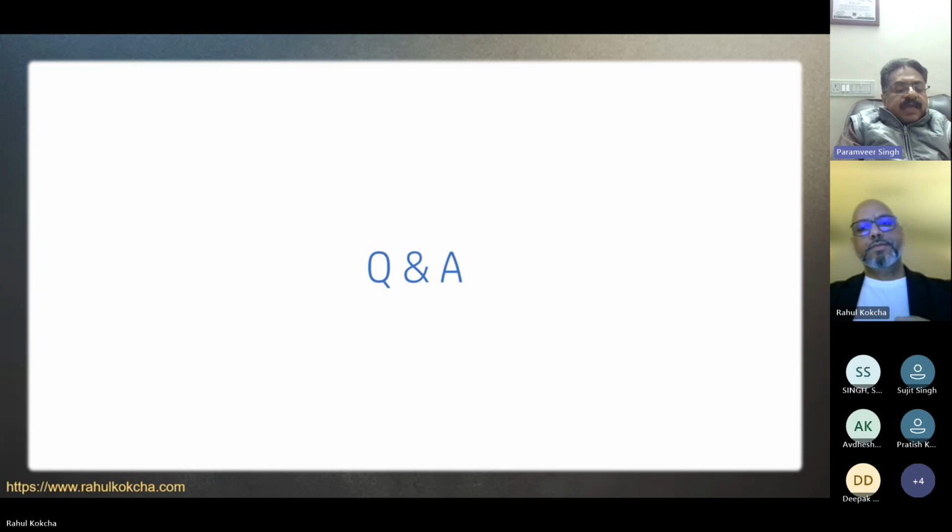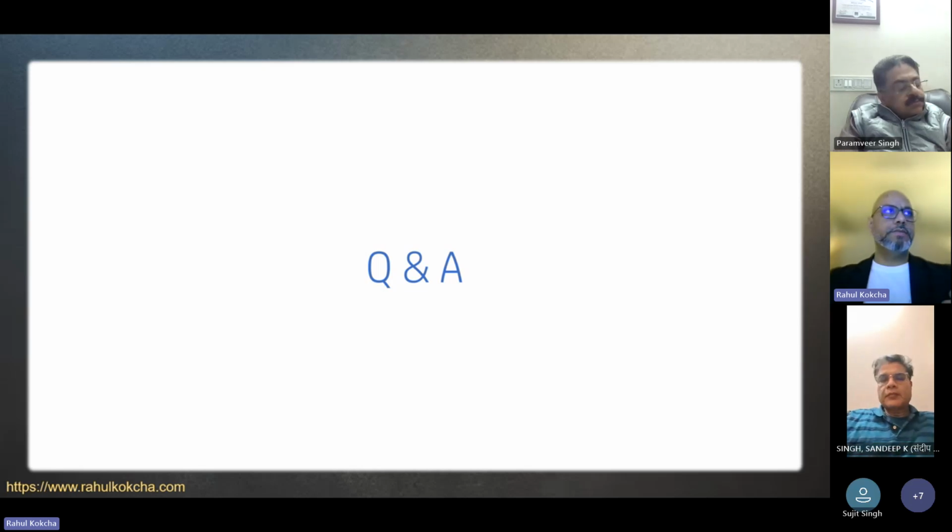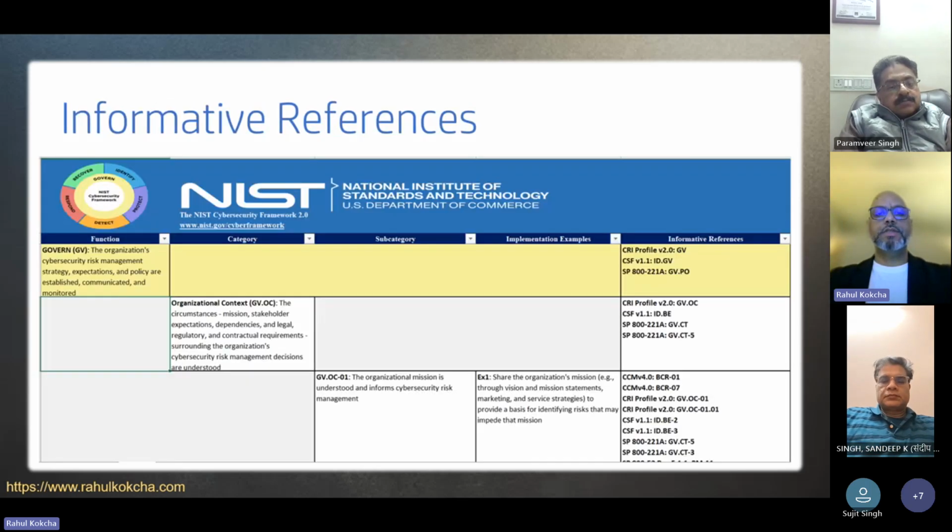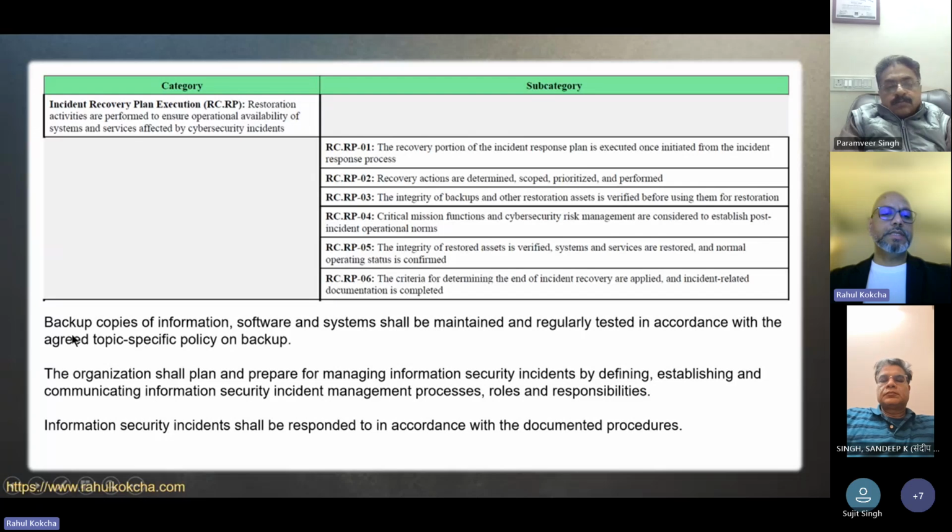What do you think is more beneficial, CSF 2.0 or ISO 27001? What are the core differences between them? Okay, when you talk about what they define, it is very much aligned, as I presented with so many examples in today's presentation. Some of the text was coming from 27001, and I've given the reference to both. This is coming from CSF, and this bottom one, from backup to this procedure, is copied from 27001. So if you talk about cybersecurity practices, these are very much aligned.